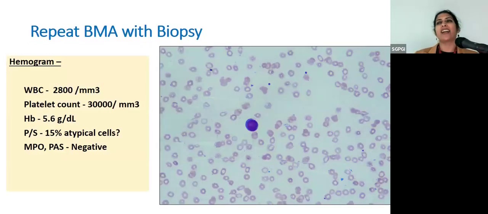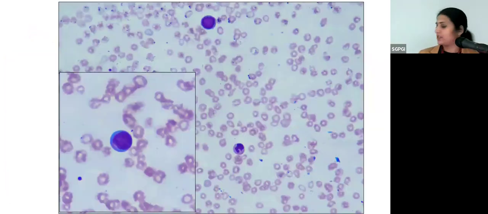Now, because the child had been running here and there, the parent had to be convinced again. And 15 to 20 days later, the repeat bone marrow aspirate and biopsy was received in the department. And look at the cell. This was there in the peripheral smear. More of these cells. They were very clear. Approximately 15 to 20% of these cells.